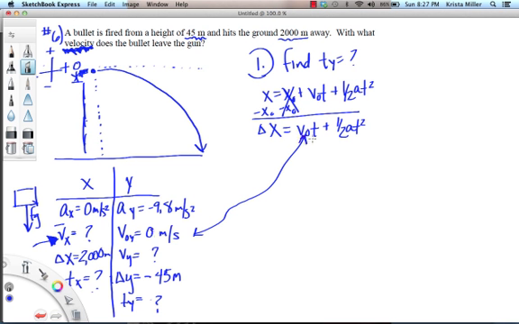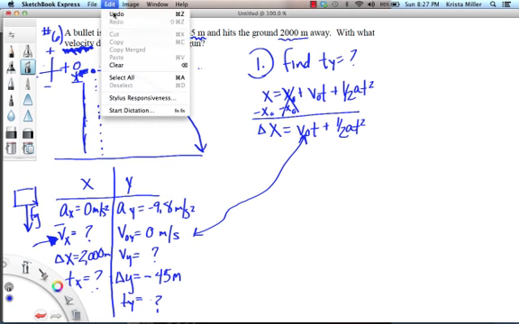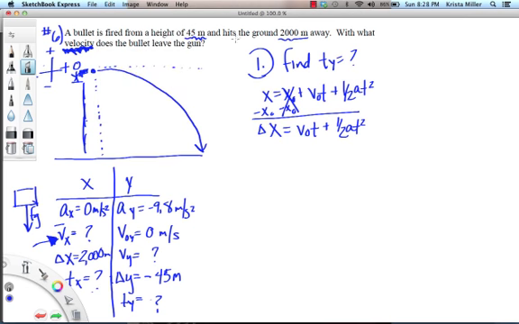Now, this would be problematic, except we know velocity initial is 0. Since velocity initial is 0, this whole term is going to go away because 0 times time gives us just 0. So let's cross that out. Now we're left with delta x equals 1/2 a t squared.